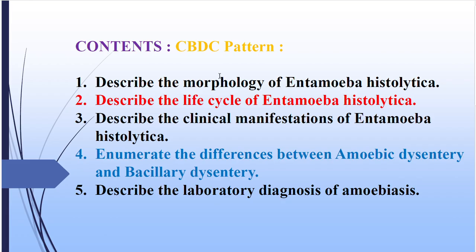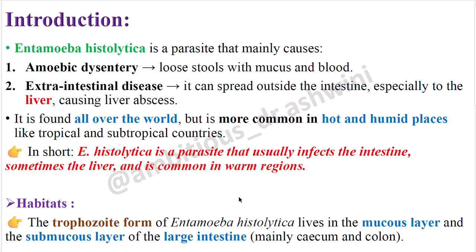Now, the contents according to the CBDC pattern for second year BHMS pathology students are: describe the morphology of Entamoeba histolytica, describe the life cycle of Entamoeba histolytica, describe the clinical manifestations of Entamoeba histolytica, enumerate the difference between amoebic dysentery and bacillary dysentery, and describe the laboratory diagnosis of amoebiasis. So we will see it one by one. Firstly, we will see the introduction of Entamoeba histolytica.